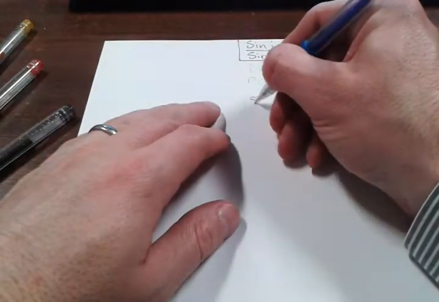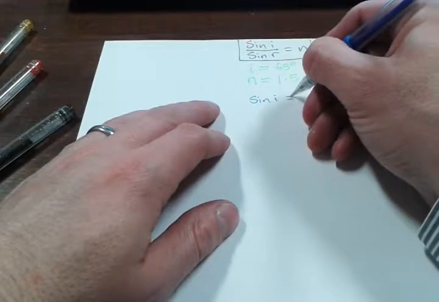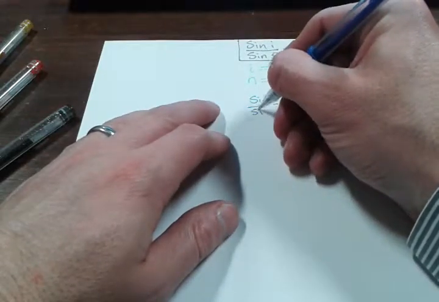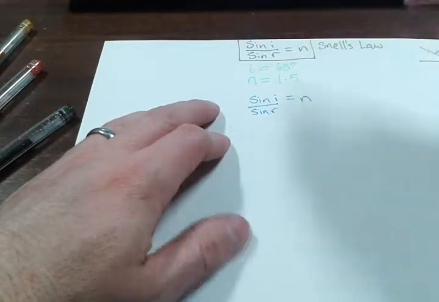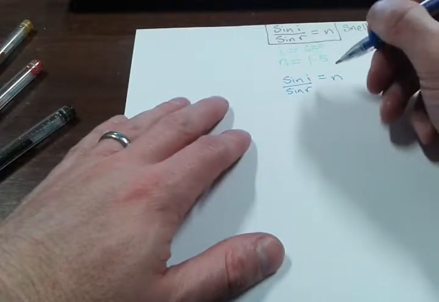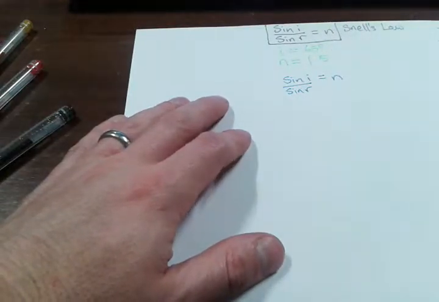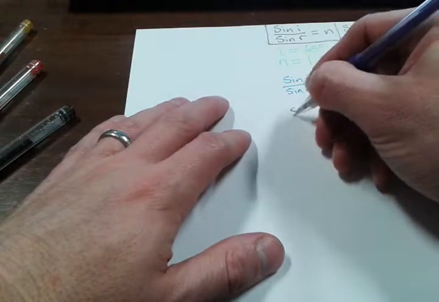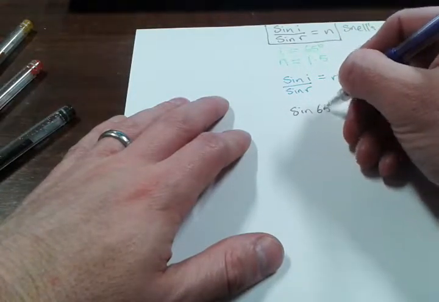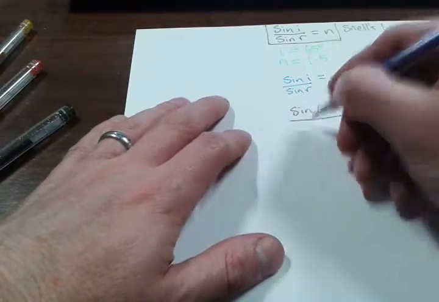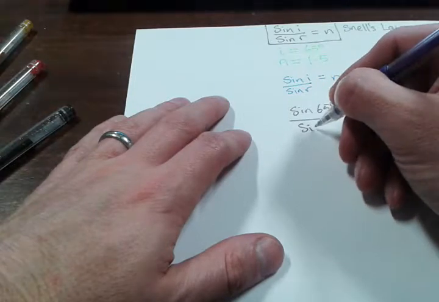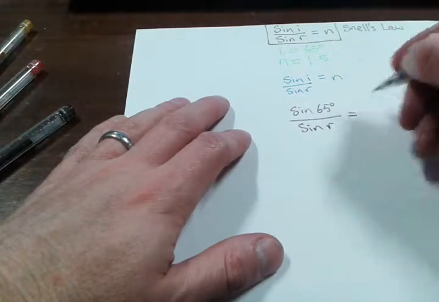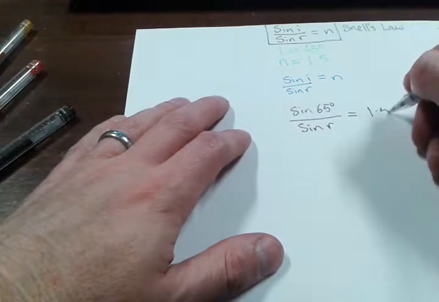So we start with our formula again. Sine i over sine r is equal to n. And let's fill in the different values that we're given. So we're given the value of i, so we put that in. Sine of 65 degrees over, we don't have the value of r, so we just write sine of r, is equal to, and n is 1.5.